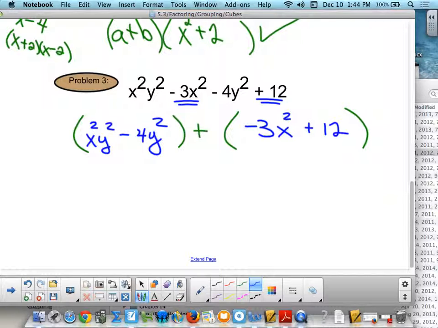You don't have to do that. You could have done what? First and second and third and fourth. Because third and fourth share 4, first and second share an x squared. That would work. Do that. All right, take out what here? X squared. What's left? Y, y squared, minus 4y.